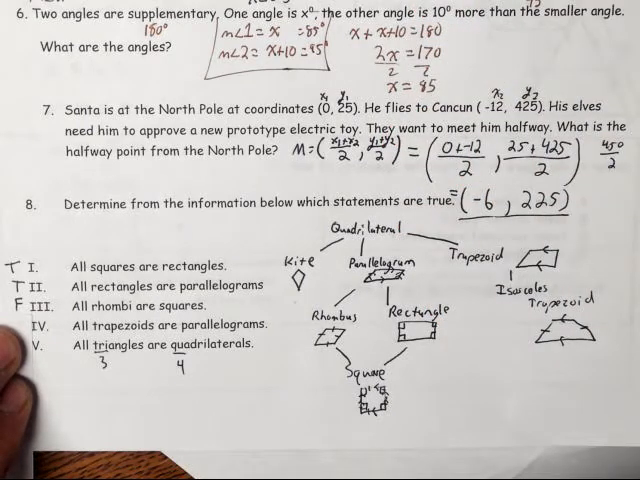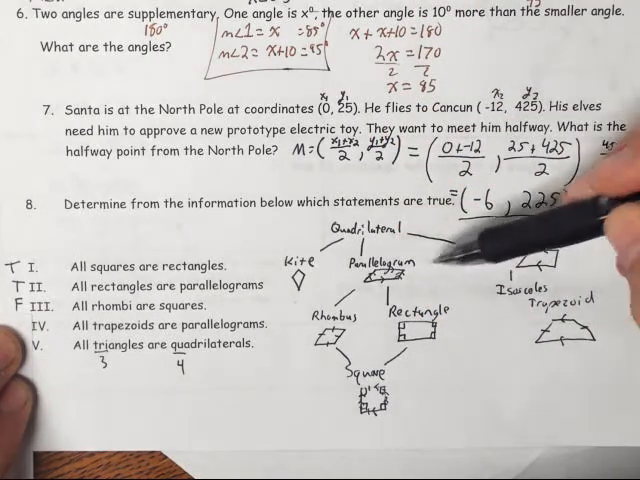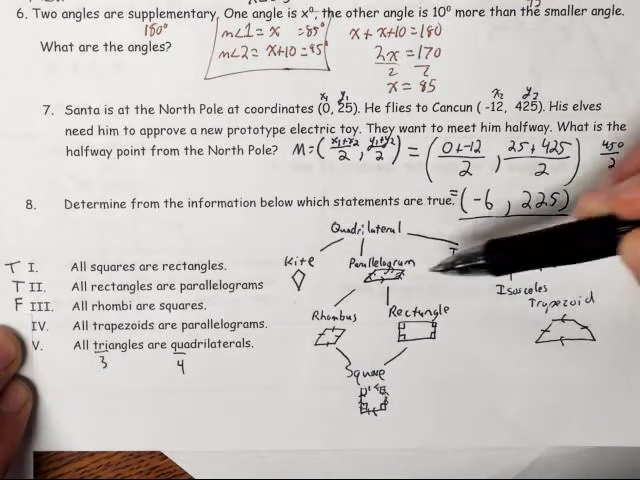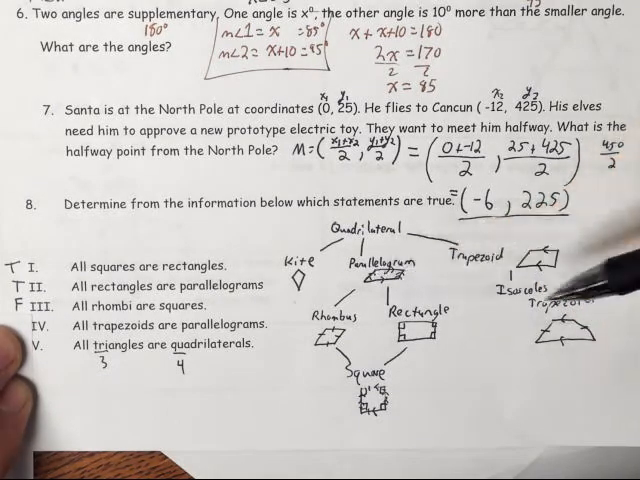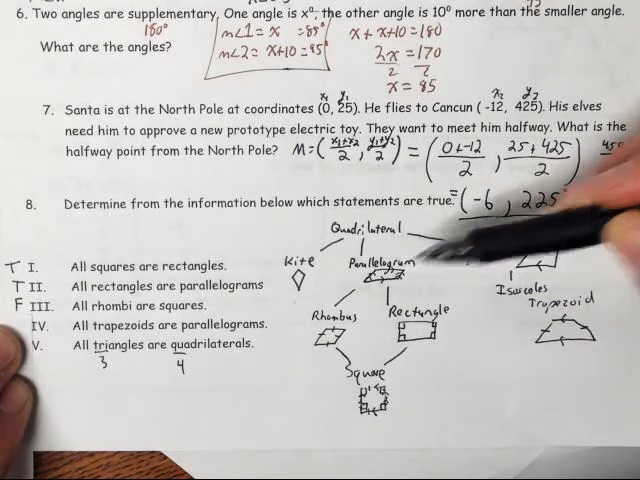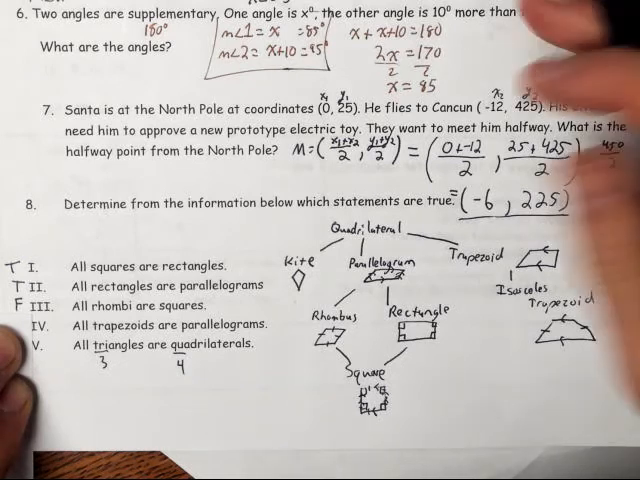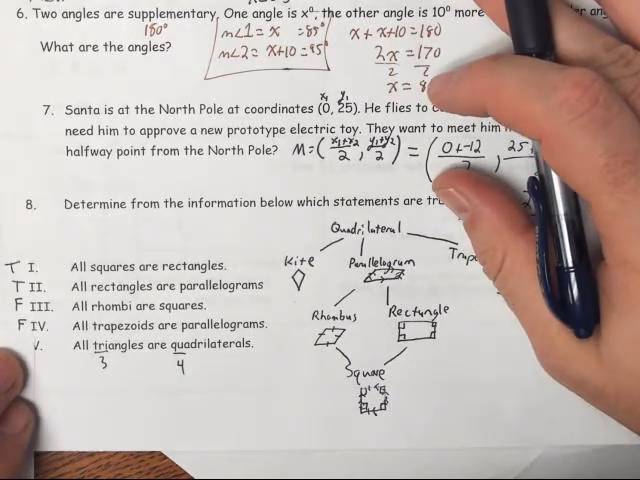Now, all trapezoids are parallelograms. Well, a trapezoid has one set of parallel sides, whereas a parallelogram has two. So a trapezoid cannot be a parallelogram, which is why it's on its own branch of the hierarchy over here. So that one is false.